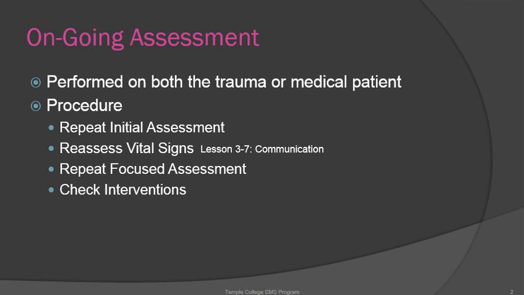And then checking interventions. So this is perhaps the most important part of doing the ongoing assessment. That's the trending process that we're getting started. So when we have the baseline set of information, not just baseline vital signs, but baseline information in general, we have a standard of measurement upon which we're going to be measuring things against.